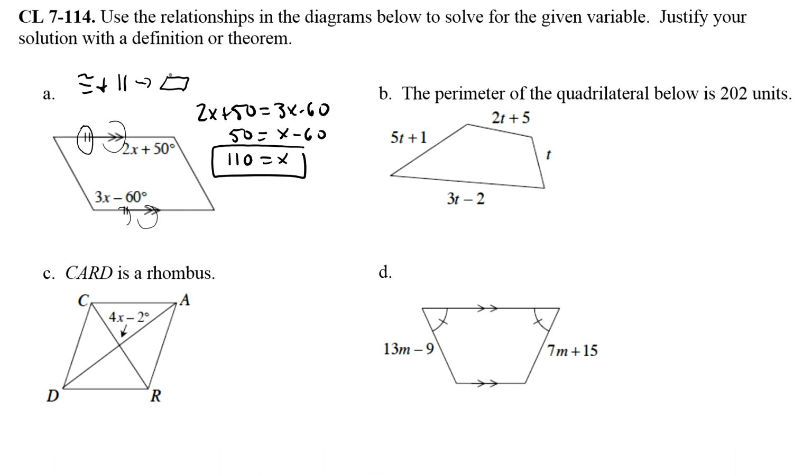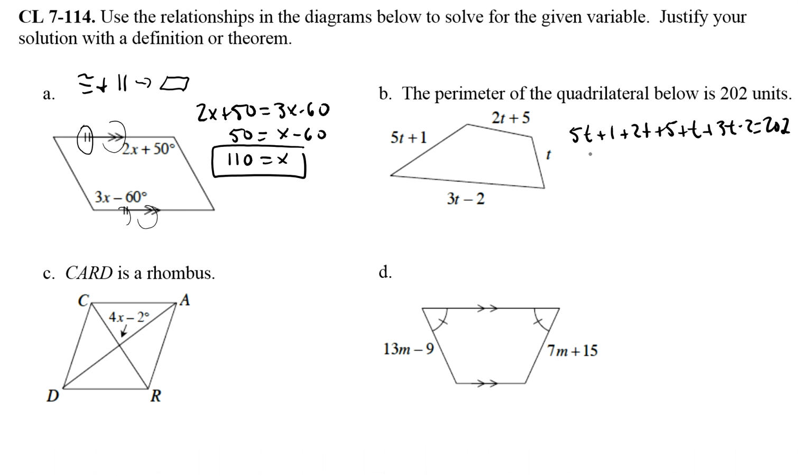Alright, for B, the perimeter of the quadrilateral below is 202 units. So remember, perimeter is where I add all the sides together. So you're going to do 5t plus 1 plus 2t plus 5 plus t plus 3t minus 2 equals 202. So now at this point we collect like terms.